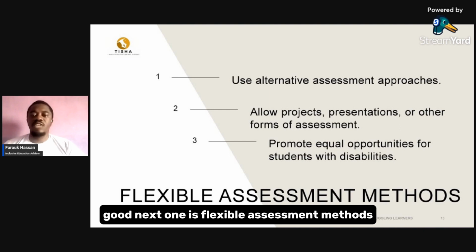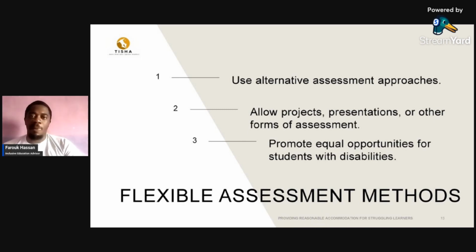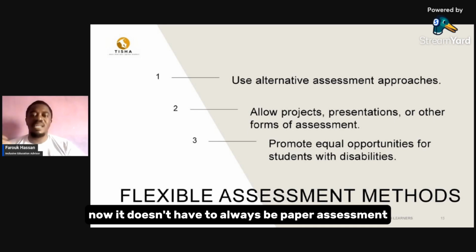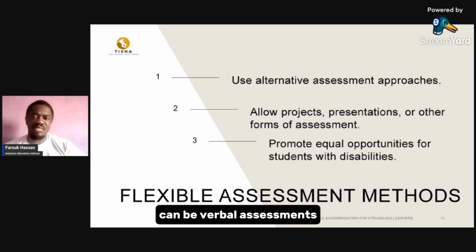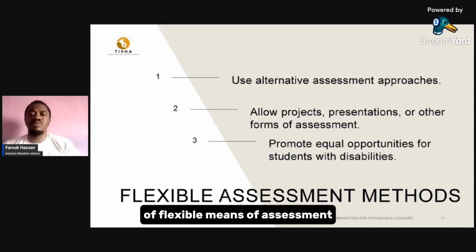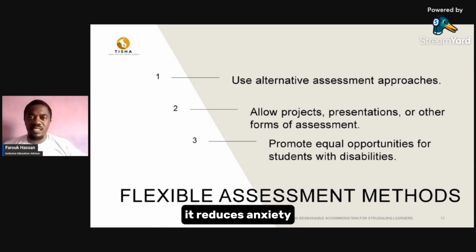Good. Next one is flexible assessment methods. Now, the reality we have here in Nigeria is that our assessment methods are paper form assessment. Assessment on paper, students have to fill in their answers and all of that. Now, it doesn't have to always be paper assessment. It can be verbal assessments, it could be presentations, it could be projects. By the time you provide different types of flexible assessment methods for your students, it reduces anxiety, and that way their needs are being met.